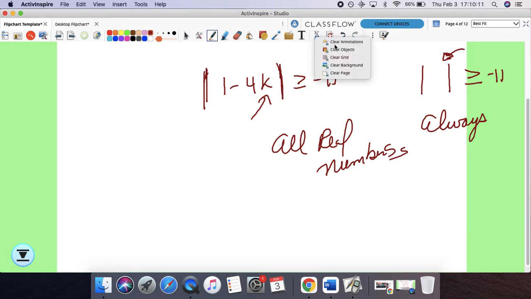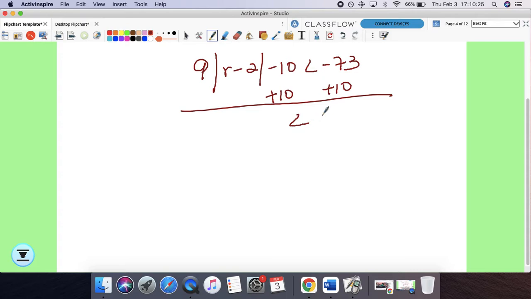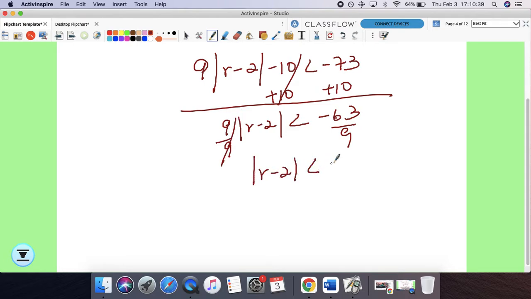Nice problem. 19, nice, because, so absolute value of r minus 2, minus 10 less or equal to negative 73. So plus 10, negative 63, that goes away. 9 times absolute value of r minus 2, oh, gee. Divide both sides by 9, those two simplify to 1, we're finally left with absolute value of r minus 2 less than negative 7. Okay, so think about this.